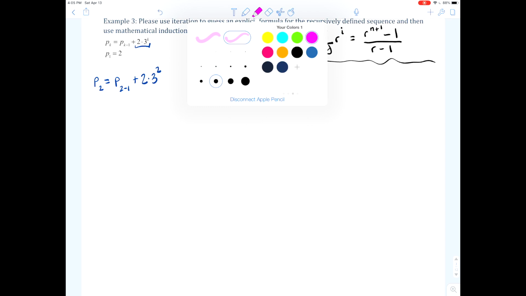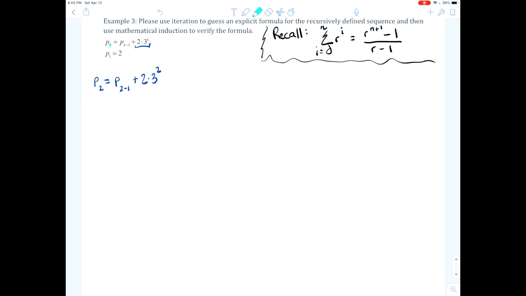And how did I get this? Because wherever we see a k, we're plugging in a 2, right? Because we're on term P sub 2. So that equals what? Well, P1 plus 2 times 3 squared, which equals 2 plus 2 times 3 squared. I don't even really care what that is. I want to find a pattern, so I'm not even going to say what number it equals.